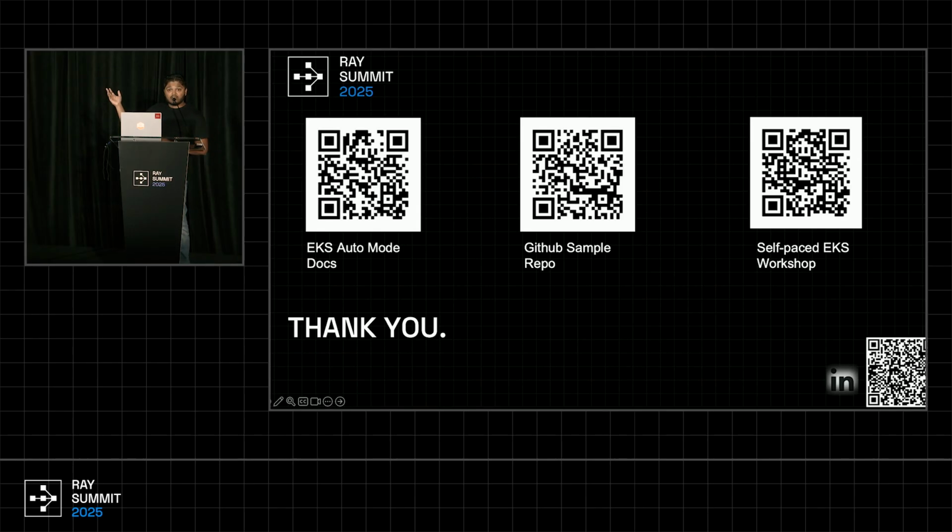Here are some resources that you can use to refer to what I've shown. The first one is the documentation for EKS Auto Mode itself. The second one is the GitHub sample repo that I've published, which can be used as a reference implementation. So if you're trying to figure out how I run my Ray Serve application on EKS, how can I run it in a production grade manner, I have a sample repo that I published. Use it as a reference. Feel free to create issues and PRs. If you have any improvements, I'm happy to take that feedback.